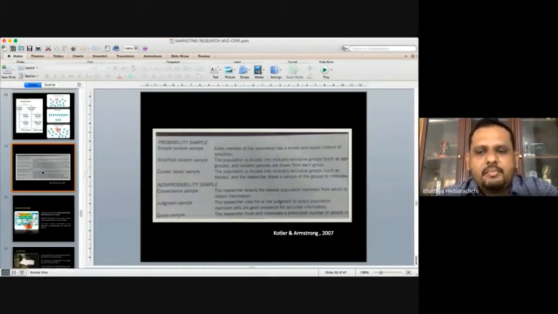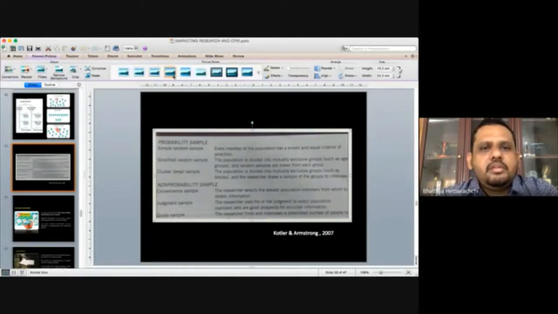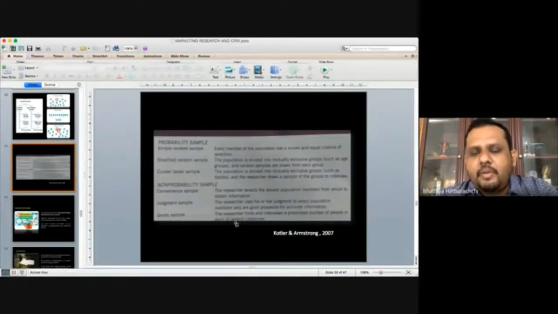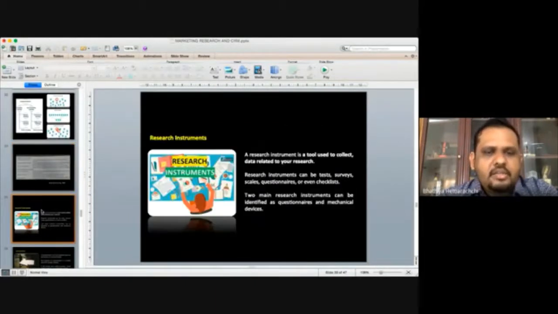Then you have the quota sample, where the researcher finds and interviews a prescribed number of people in each quota. He puts people into several categories, and from each category he will take a quota, and then he will continue the research. So these are the sampling methods that you get.